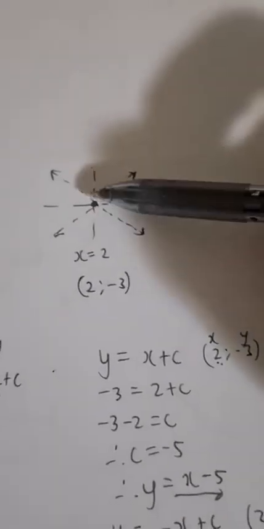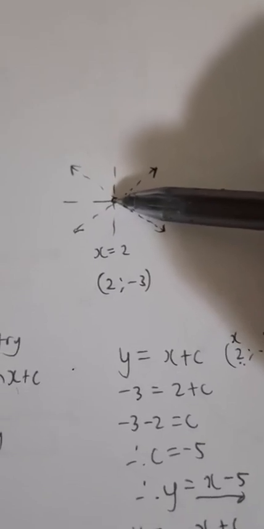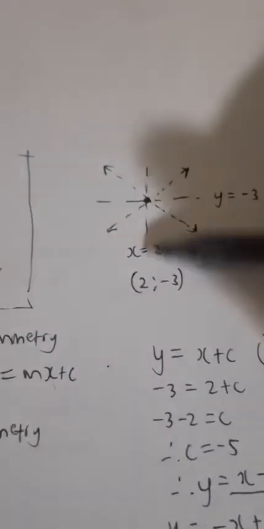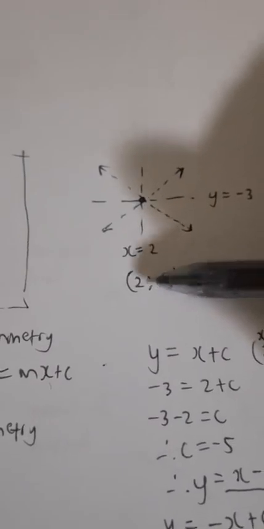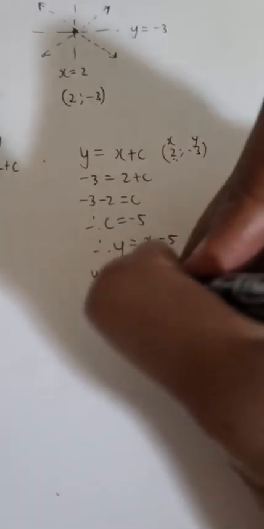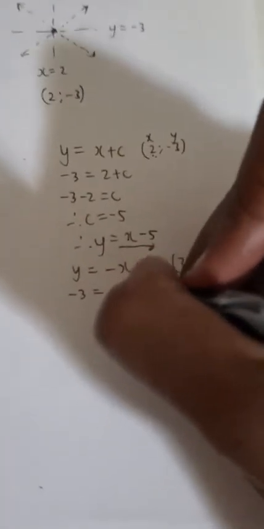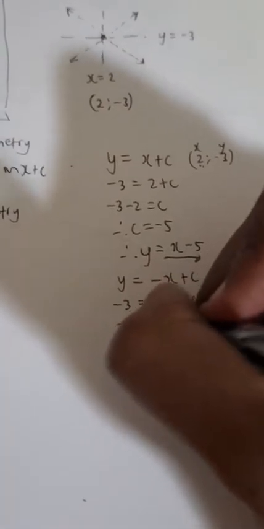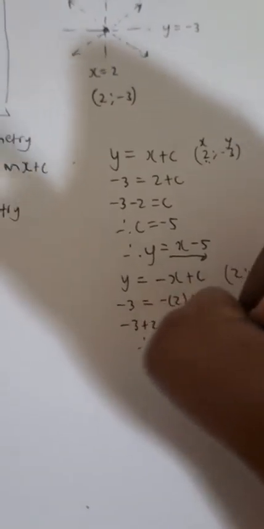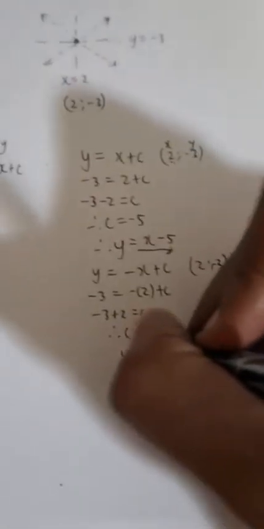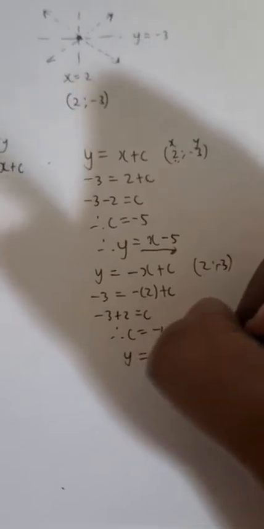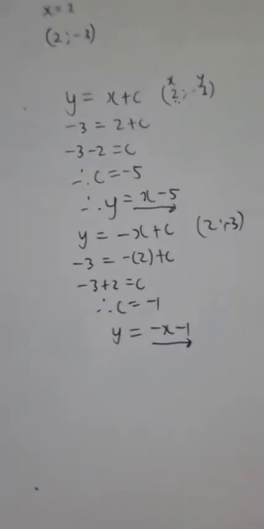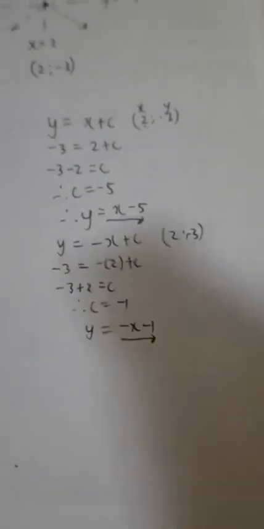Because you know what the equation of this one is, that means your y value is -3. Here at this point, y is still -3, and here at this point, x is equal to 2. So your coordinates are 2 and -3. You just substitute those into the negative axis of symmetry as well. Remember, this is -3. That's -x, so -1 times 2, plus c. Then you get -3. You transpose the -2, it becomes +2. Therefore, c is equal to -1. What's the equation? y = -x - 1. Okay, so there it is.